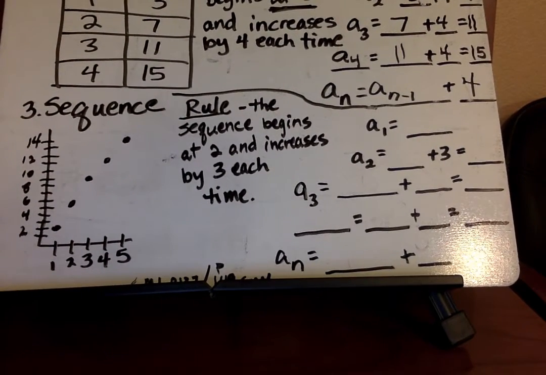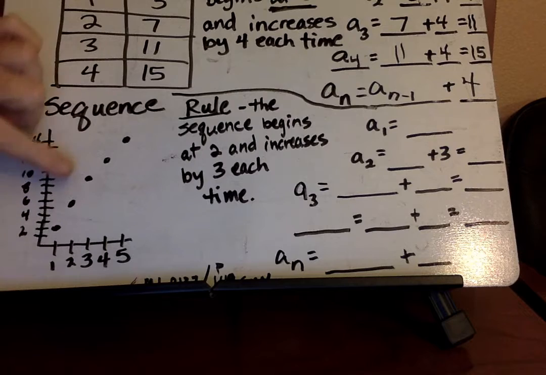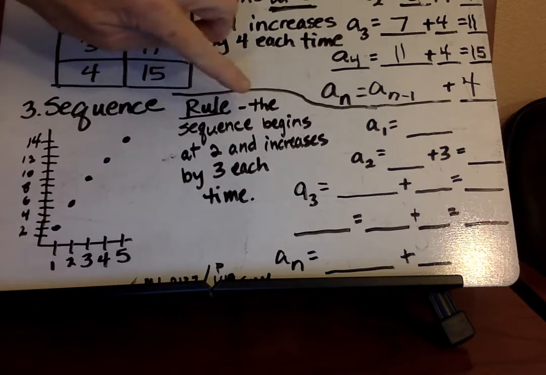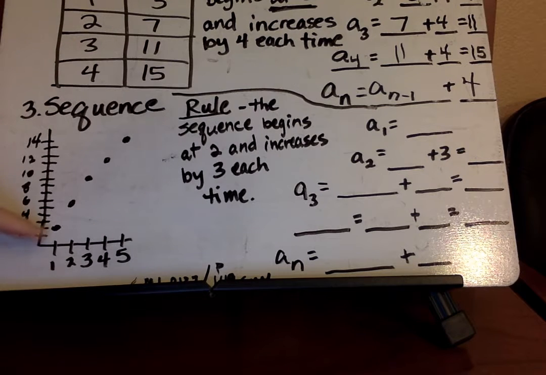Okay, so number 3 is a graph. It's not a table and it's not a set of numbers. So we look at the graph and we say, where are these going at? Well, the rule says the sequence begins at 2 right here.